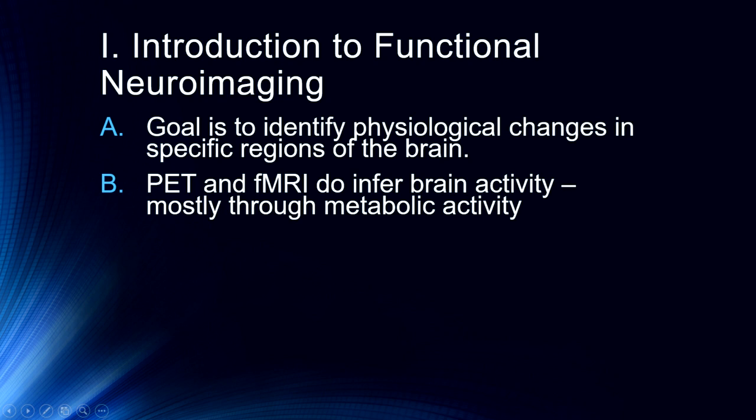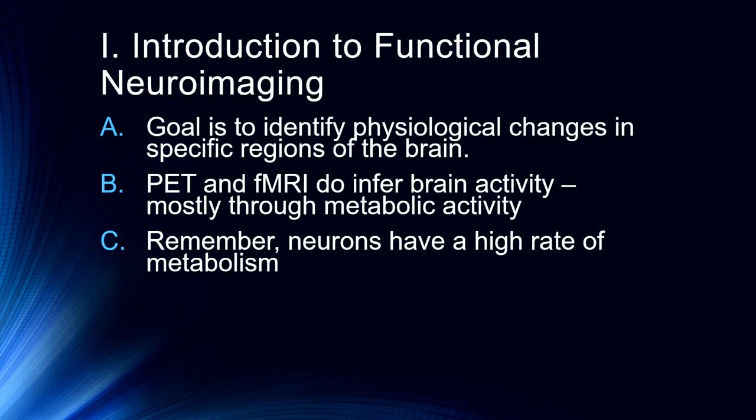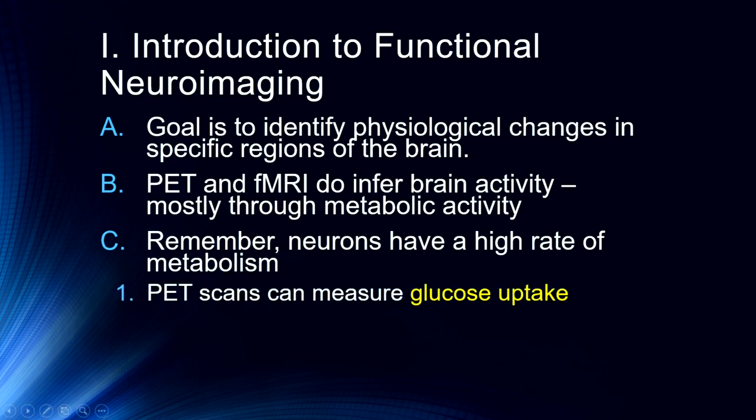Glucose uptake and use of oxygen are the two primary measures we use. So remember, neurons have that high rate of metabolism. PET scans can measure glucose uptake. There's a specific radioligand that we can inject into a patient or a participant that will allow us to measure where the brain is using glucose by tracking glucose molecules. It's essentially a radioactive version of glucose. And so we can actually see where that glucose is being taken into a neuron, and that means that neuron has recently been active because of that glucose activity.